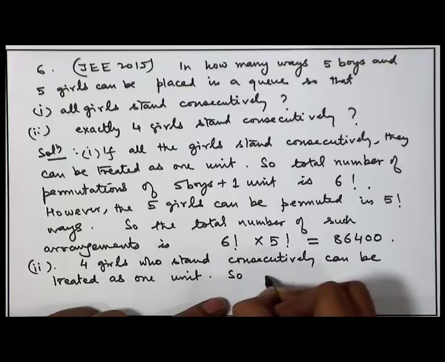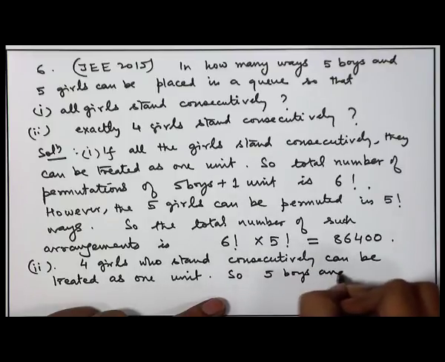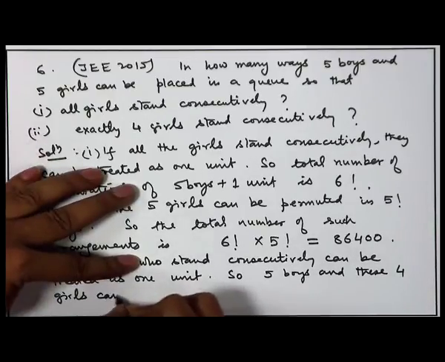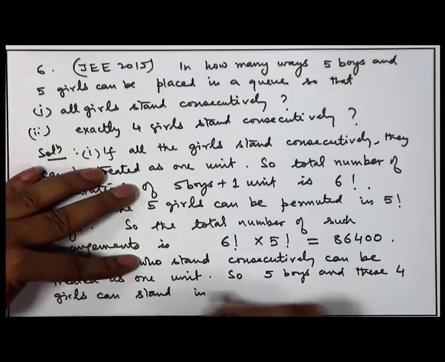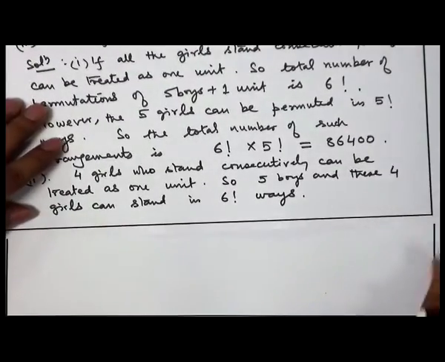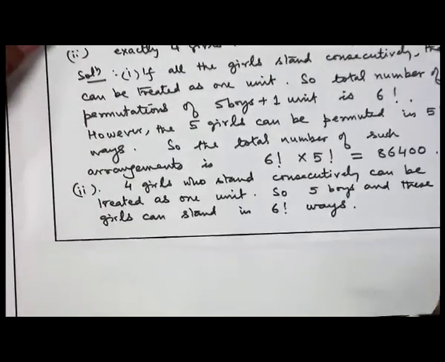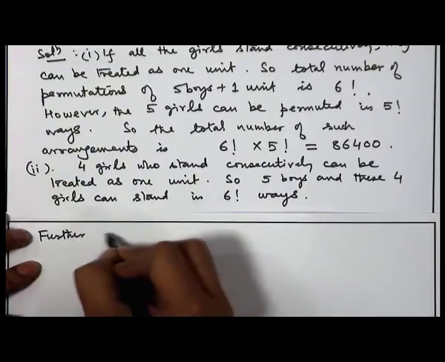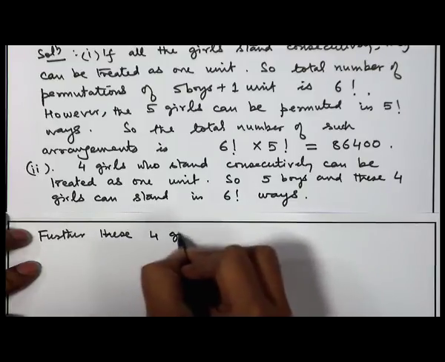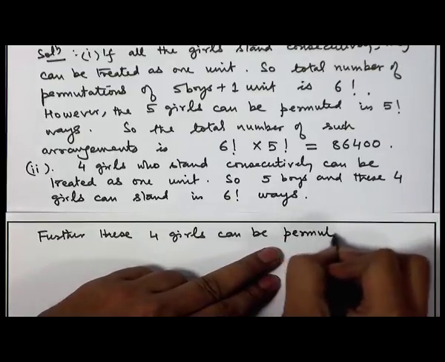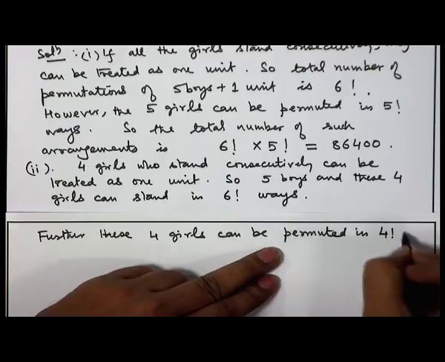So, 5 boys and these 4 girls can stand in 6 factorial ways. And these 4 girls can also be permuted in 4 factorial ways.